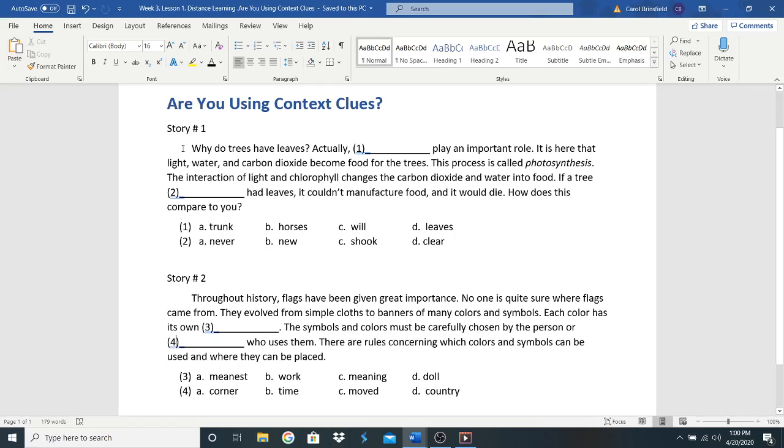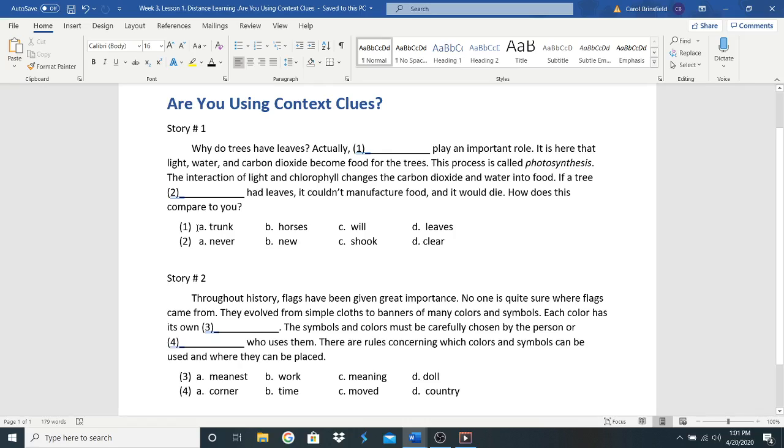Why do trees have leaves? Actually, blank play an important role. It is here that light, water, and carbon dioxide become food for the trees. This process is called photosynthesis. The interaction of light and chlorophyll changes the carbon dioxide and water into food. If a tree blank had leaves, it couldn't manufacture food and it would die. How does this compare to you? So we've got choices for blank number 1 and choices for the blank number 2. So let's just go ahead and look at the choices.